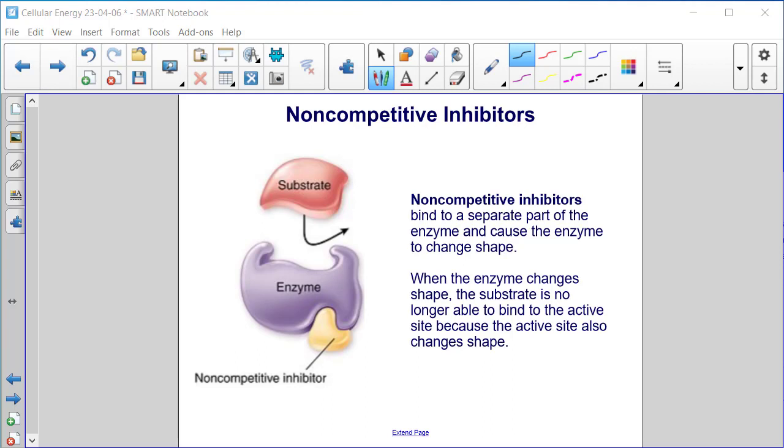Non-competitive inhibitors bind to a separate part of the enzyme. Like you see here, what that does is cause the enzyme to change shape. When the enzyme changes shape, the substrate no longer is able to bind to the active site because the active site also changes shape and the substrate no longer fits.